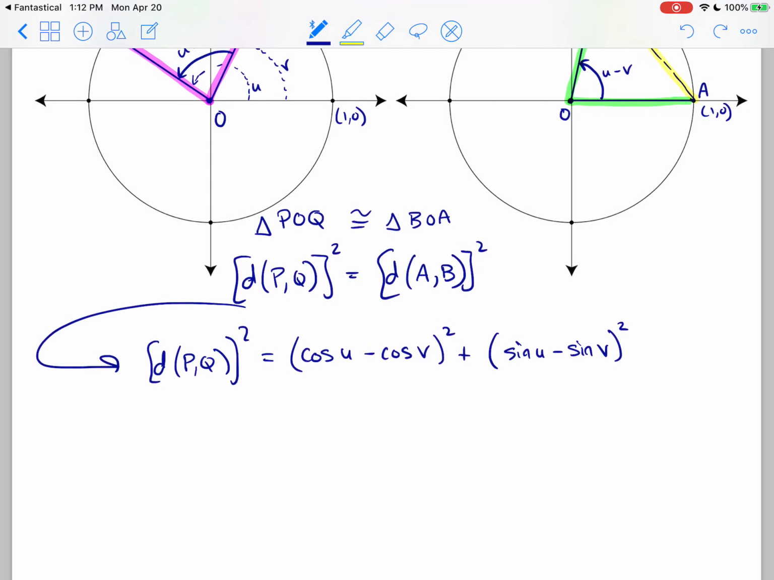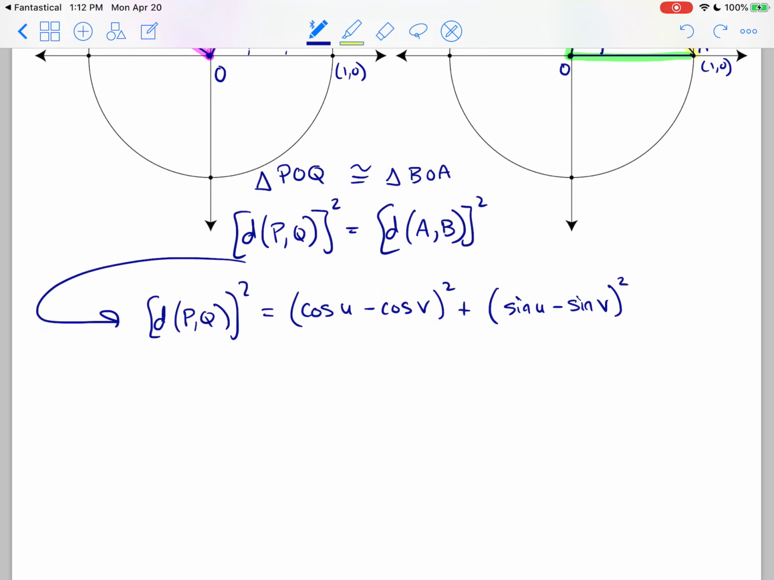All right, so now I'm going to simplify this as much as I can. I'm actually going to multiply out, it's not really simplifying, I'm multiplying it out so that I can get an expression here. I'm just using the fact that a minus b, quantity squared, is a squared minus 2ab plus b squared. And I'm going to use that formula twice, once for the cosines and once for the sines.